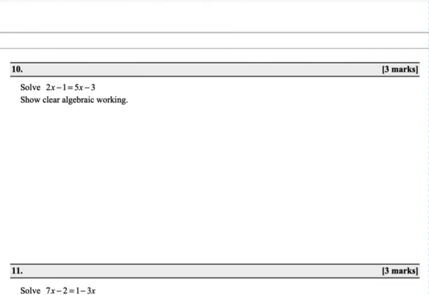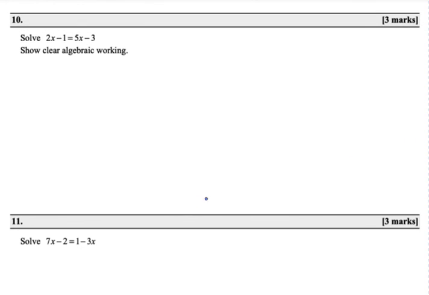Same thing here, you can try out number 10 and number 11 as your homework. As your homework, comment with the answers you think are correct.